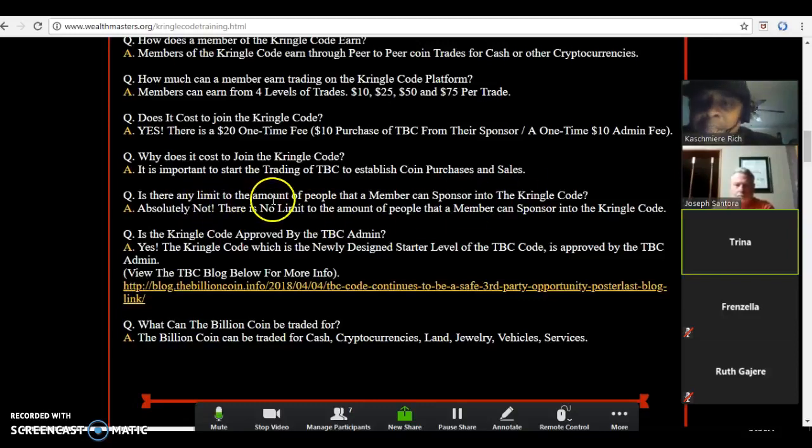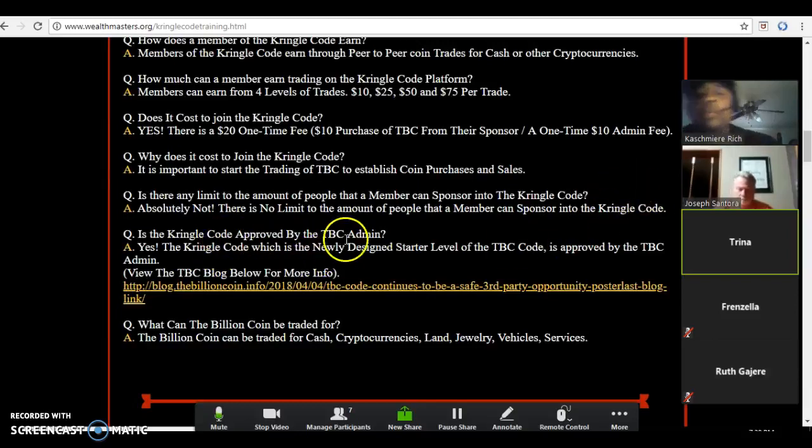Is there any limit to the amount of people that a member can sponsor into the Kringle Code? Absolutely not. There is no limit to the amount of people that a member can sponsor into the Kringle Code. But when we show you the illustration below, we had to select a number in order to do the illustration. We couldn't just say, well, if you bring in 1 million people. So we picked a low number for you to be able to get the illustration of this.